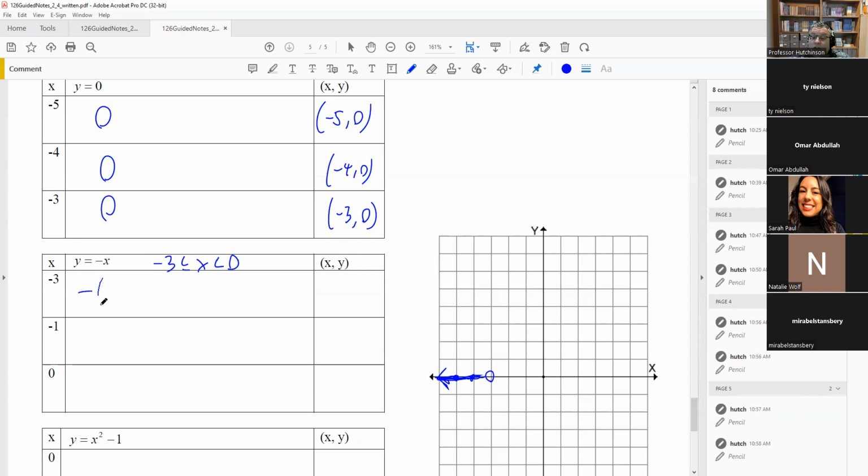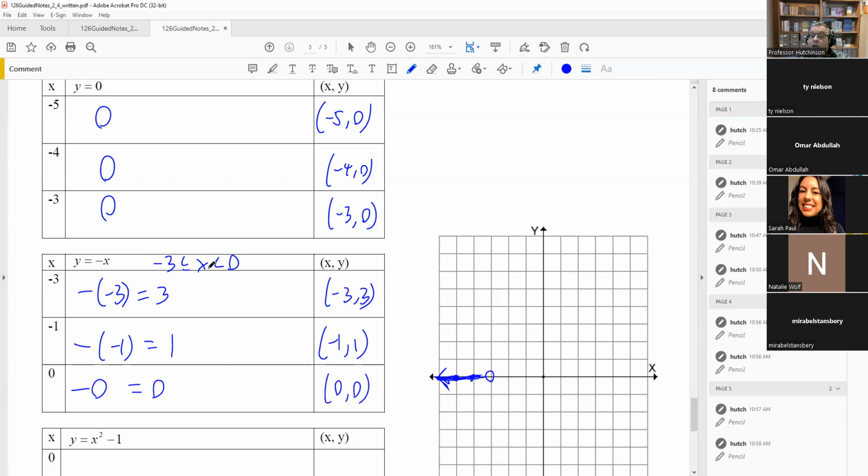I have negative times negative 3, which is going to give you positive 3. So I have negative 3, 3. I have negative times negative 1, which is going to be positive 1. Negative 1, 1. I have negative 0, which is just 0. So I get 0, 0.